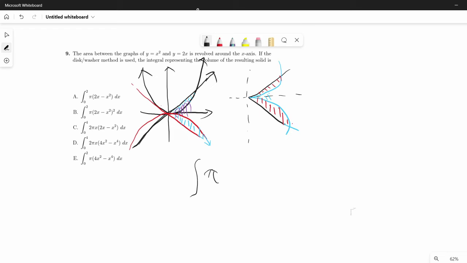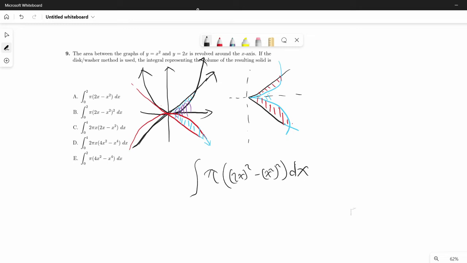So the radius of the top one squared, which would be 2x squared, minus x squared dx.